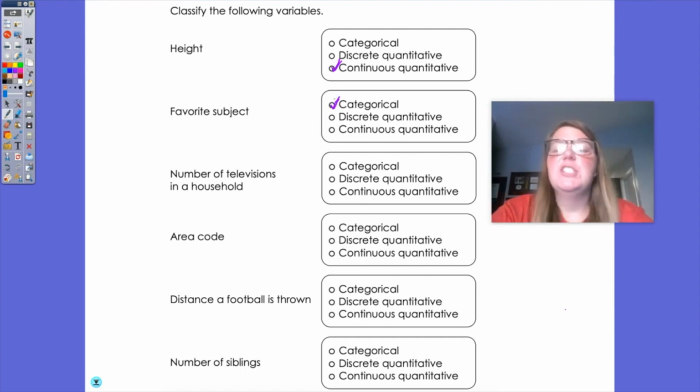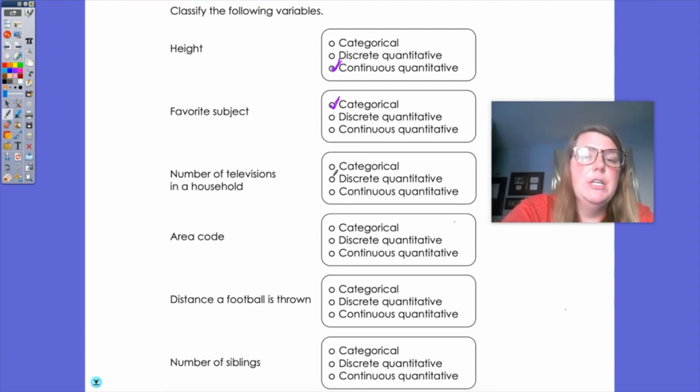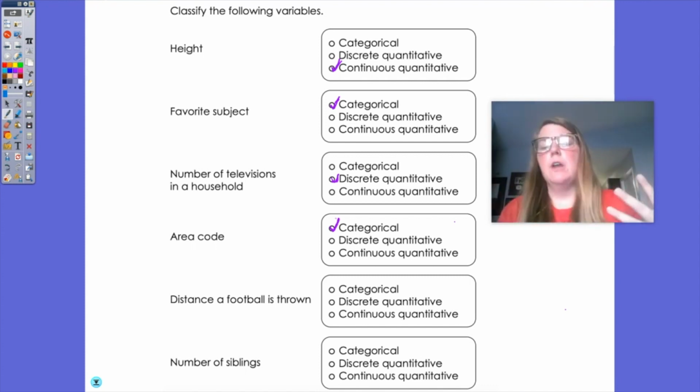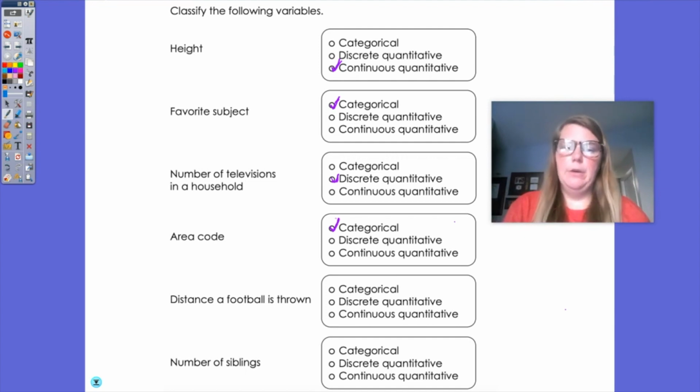Number of televisions in a household. This could be classified by only whole numbers. 1 television, 0, 2, 3, 4. So that would be discrete. Your area code. Although your area code is a number, you are not telling me how many area codes you have. So technically this would be categorical because your area code is going to put you in a specific category. We're not asking how many area codes there are. We're asking what is the area code.